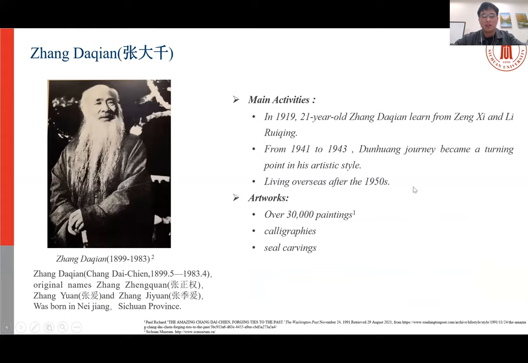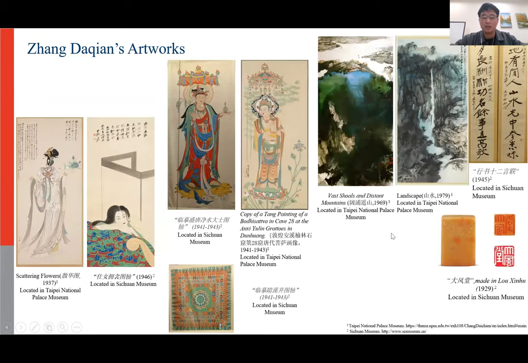Zhang Daqian, also known as Chang Taijin, 1899 to 1983, was born in Neijiang, Sichuan Province. Three main activities in his artistic experience, especially Dunhuang, became a turning point in his painting style. During his 60-year creative career, he created nearly 13,000 paintings, as well as some calligraphy and seal carvings, such as works created during the Dunhuang period and landscape paintings created in his later years.